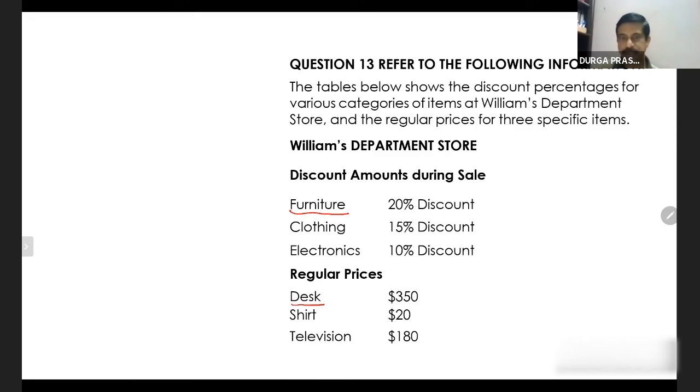Of that, we should give discount. Suppose if it is furniture, I should give a discount of 20%. Means discount amount will be 20 by 100 into 350. So 35 into 2 is 70, like that. This is how we need to calculate all the discounts of everything. So that means the desk, if he purchases, he'll get a discount of $70. So it will be 280 will be the actual selling price after discount. Similarly, clothing and other things.